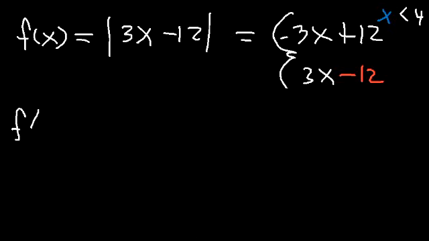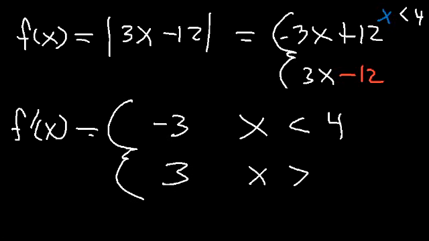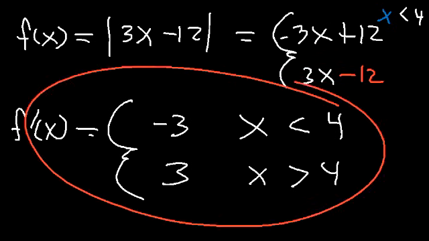So f prime of x is going to be equal to the derivative of negative 3x, which is negative 3. The derivative of 12 is 0. The derivative of 3x is 3, and the derivative of negative 12 is 0. So the derivative is negative 3 when x is less than 4, and it's 3 when x is greater than 4. So that's how you can find the derivative function of an absolute value function.